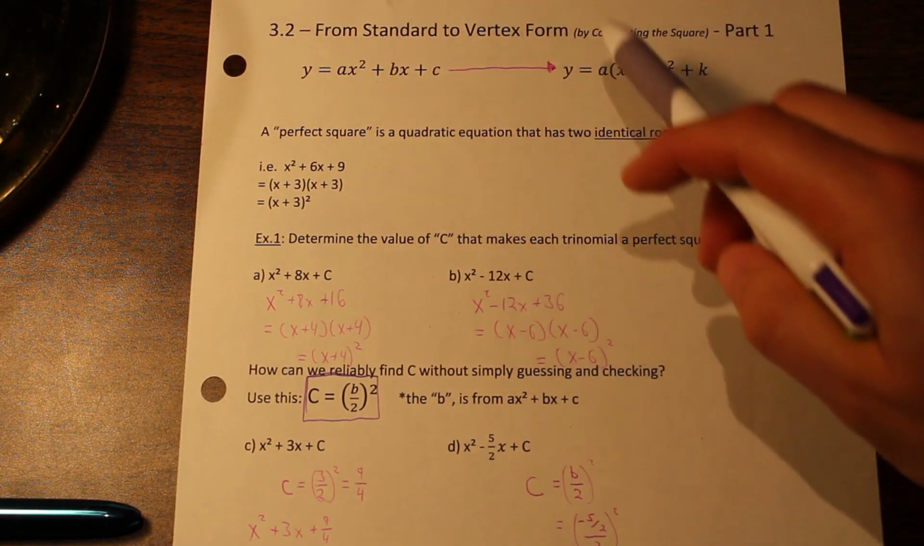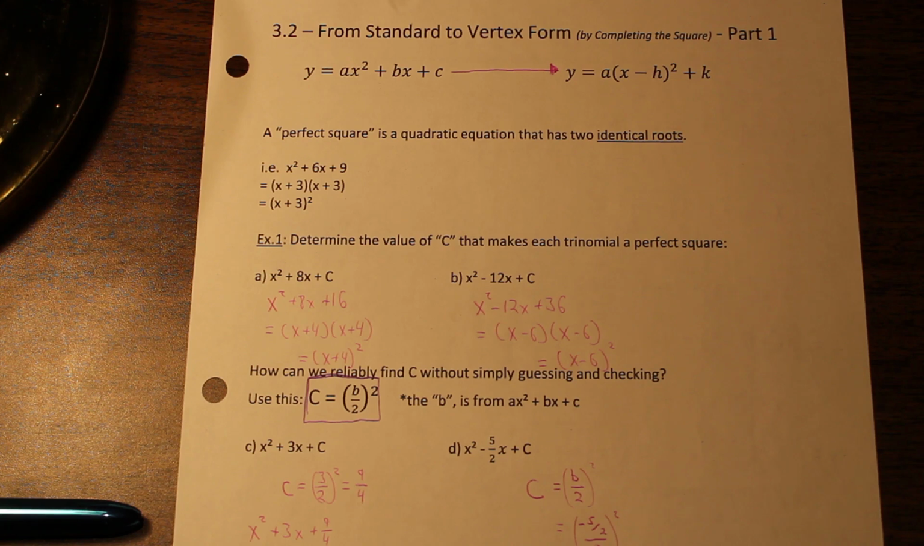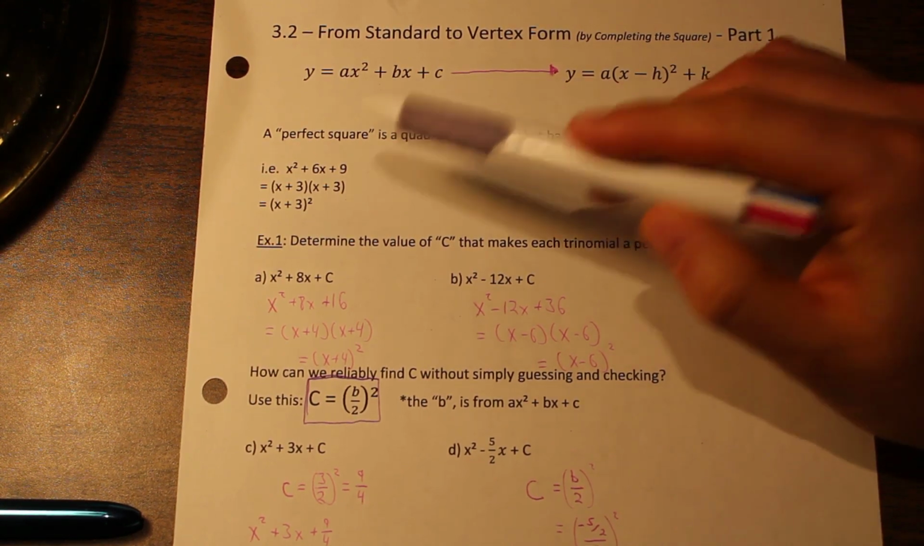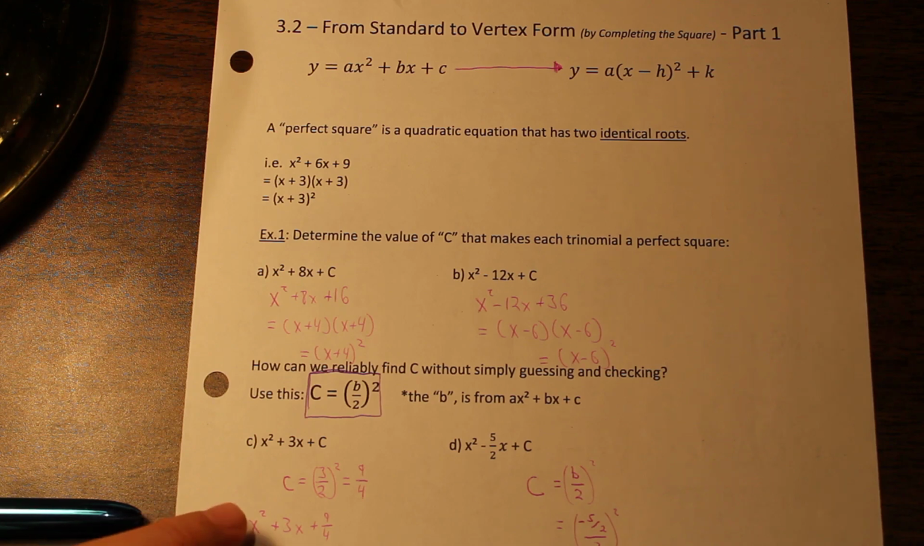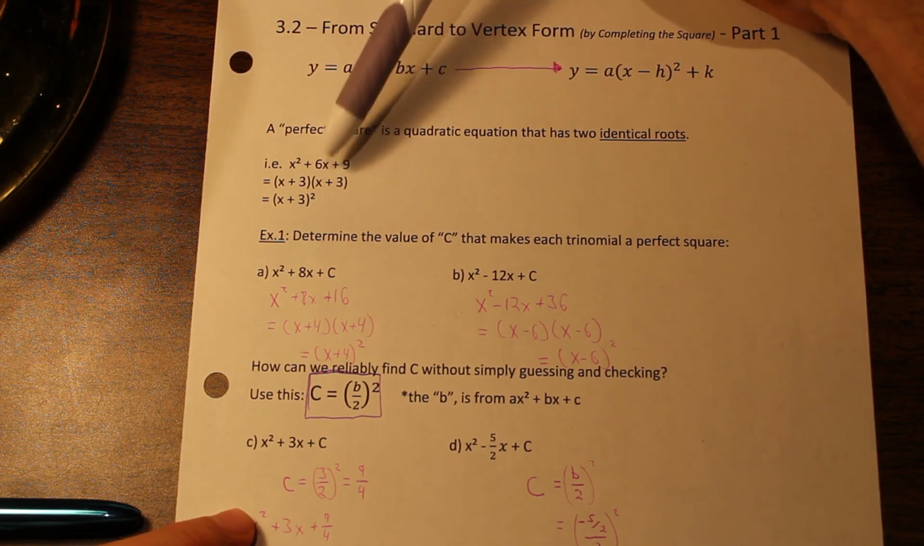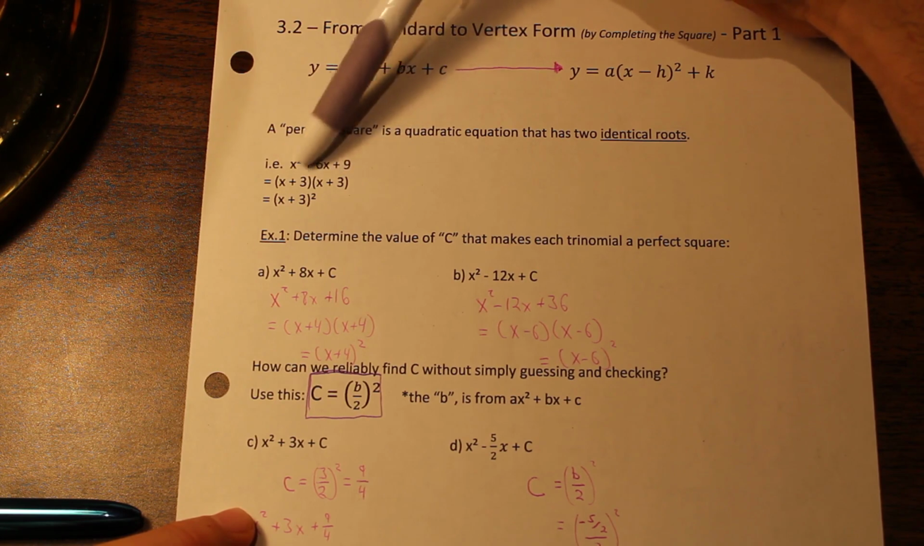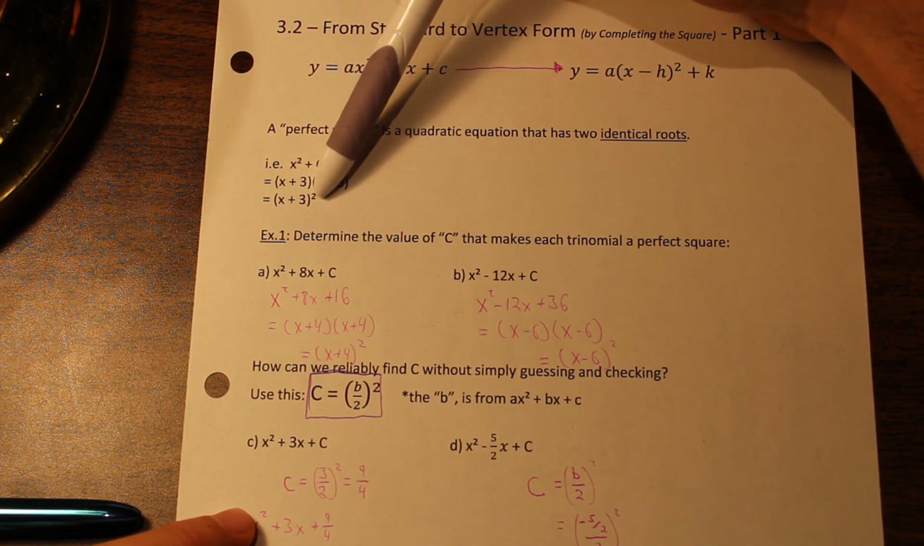Standard form, vertex form. We're going to go from one to another. And the first thing we're going to have to understand is what a perfect square is. It's basically an equation where when you factor it, there are 2 identical roots. This equation factored results in 2 roots, which we don't have to write twice. We could just put a little square there.